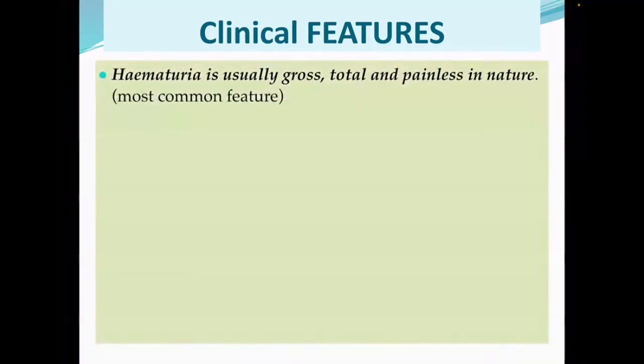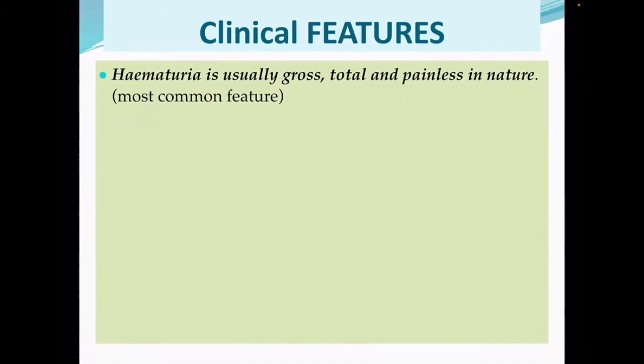One of the most common symptoms is hematuria, and I've already told you that in malignancy, in very early stages, even in the locally advanced stage, it is painless. And it is gross in nature. Gross means they can see, so the patient can see hematuria in the urine. Total means from the beginning to the end of micturition, the entire urine is red. So it is total gross painless hematuria. Hematuria is one of the most common features of RCC.